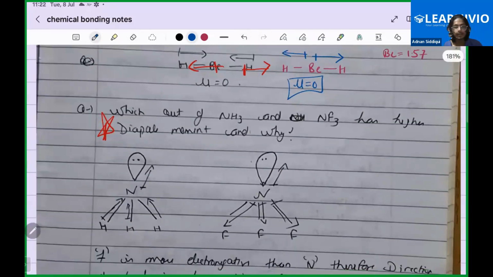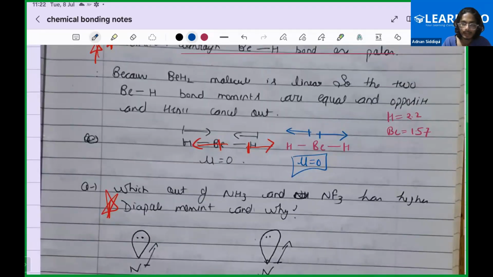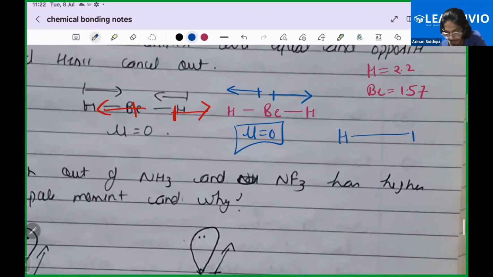Now another question. The chances are 70 to 80% they will ask you this question in your exam. Mu is equal to Q into d. Q means charge, right? So Q means the difference between two charges. So the difference between B and two H's is zero.